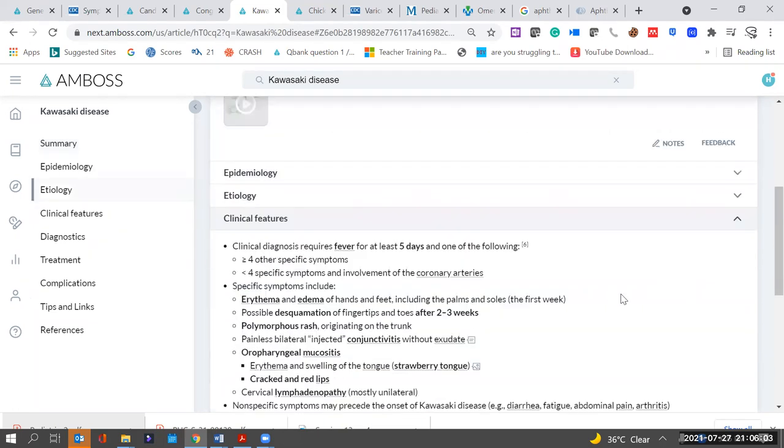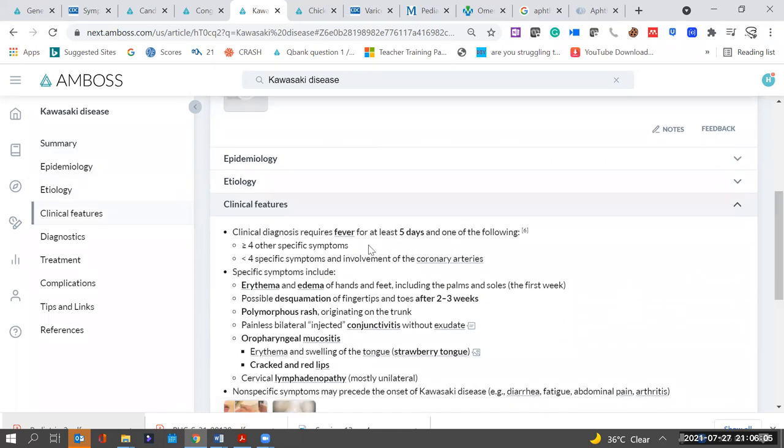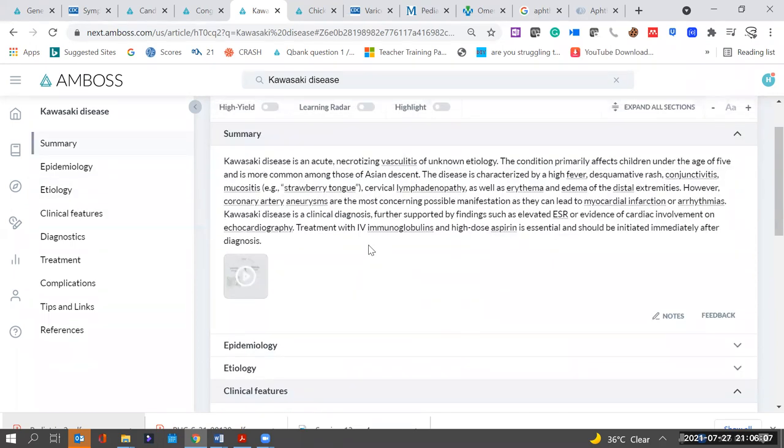So what are the clinical features? How is the baby going to present? Excuse me, Dr. Hira? Yes, dear. Strawberry tongue is found in scarlet fever. Yes, in scarlet fever also. But here in Kawasaki, this is also one of the physical examination findings.